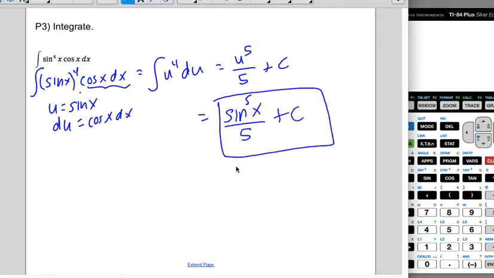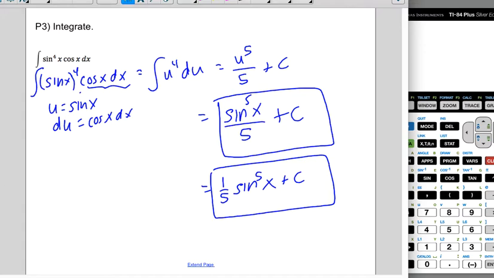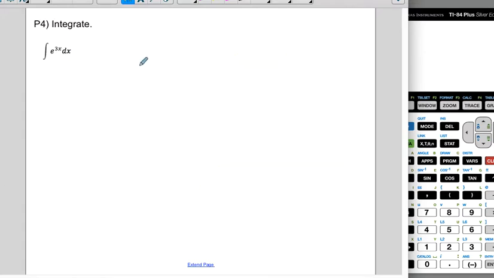If you don't like the over 5, you could also write that as a 1/5 sine to the 5th of x plus c. Same answer. All right, e to the 3x. So I have this u here, which means my du is 3 dx.